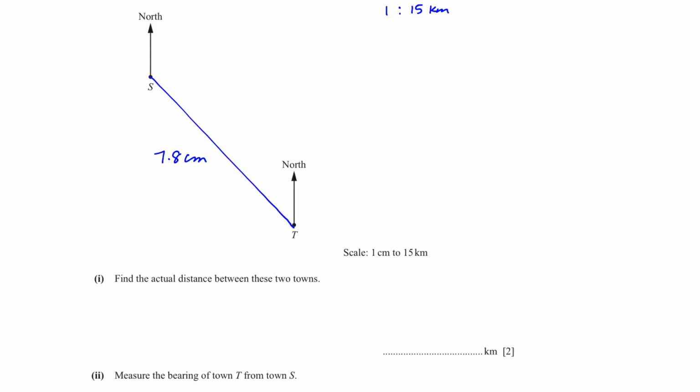We have been given that 1 centimeter is equivalent to 15 kilometers. Therefore, 7.8 centimeters is how many kilometers? We cross multiply. 1 multiplied by x is going to be x. And 15 multiplied by 7.8 will give us 117 kilometers.